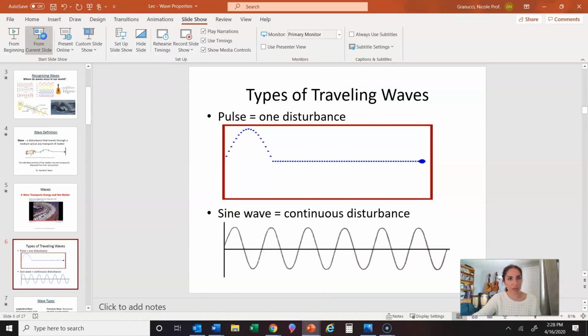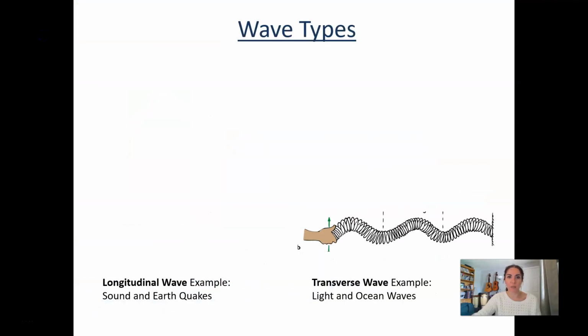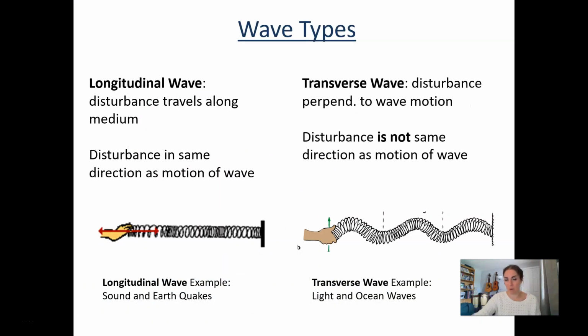Okay, so there are two types of waves based on how you make the wave. This is based on how you make the disturbance. I said it a couple of times, did that on purpose. There's a longitudinal wave and a transverse wave. And the longitudinal wave travels along the medium, exactly as it sounds.